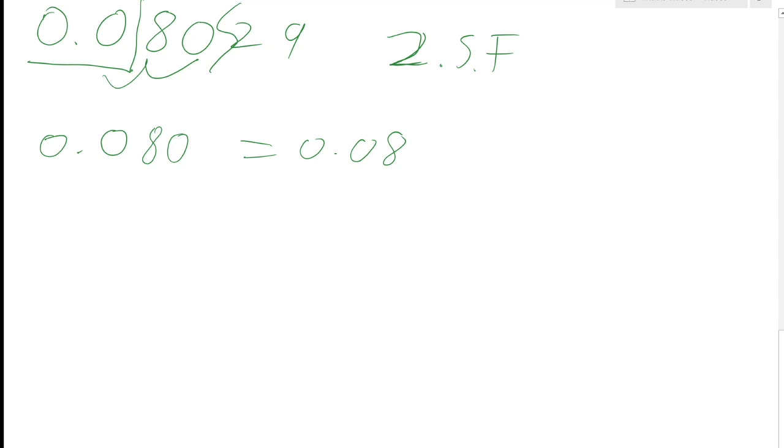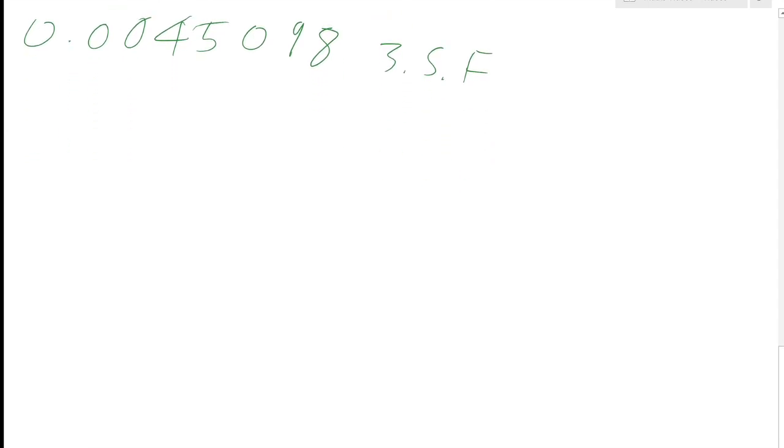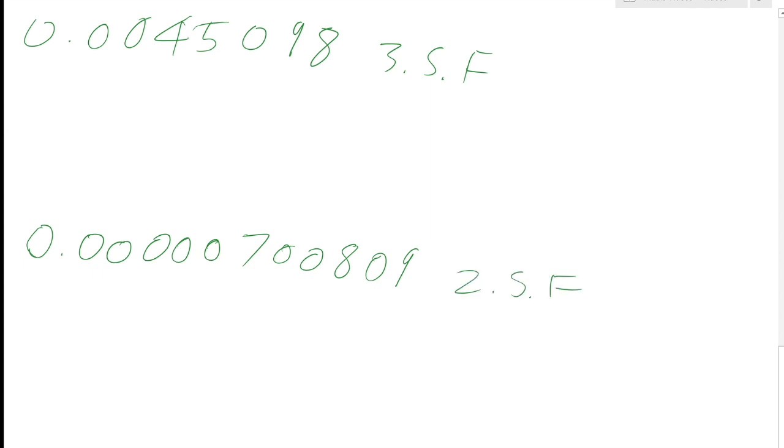So, go on then, your turn. Write 0.0045098 to 3 sig figs, and I'll give you a bit of space, 0.00007008009 to 2 sig figs. Again, pause the video if you need more time, but once you're done you should find, first of all, first number.